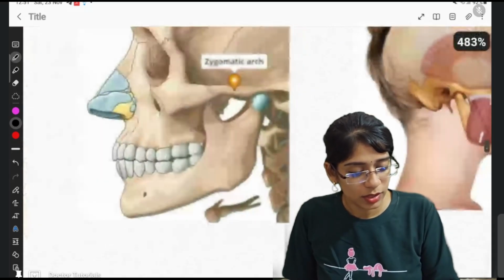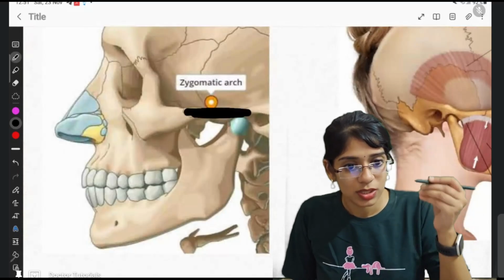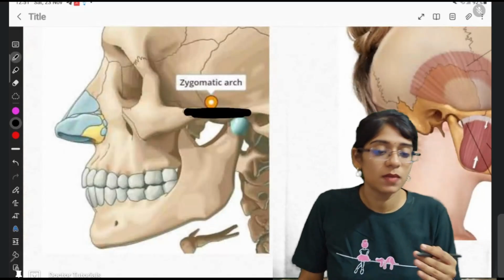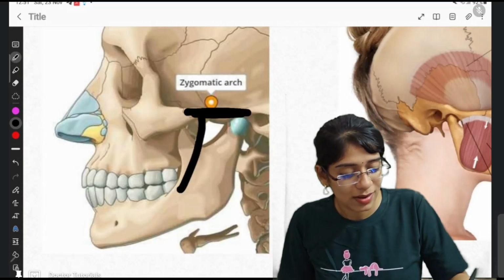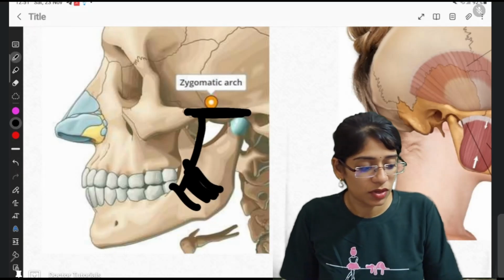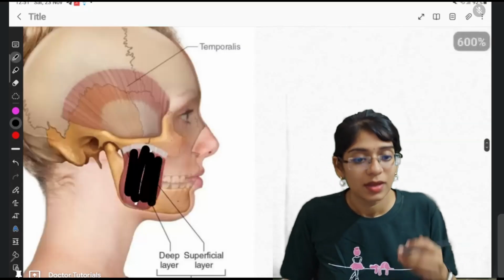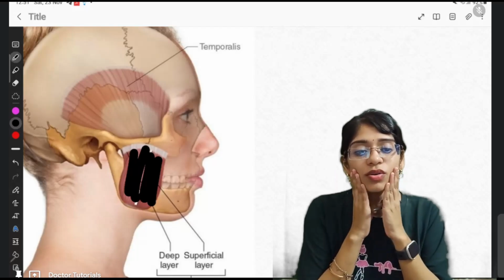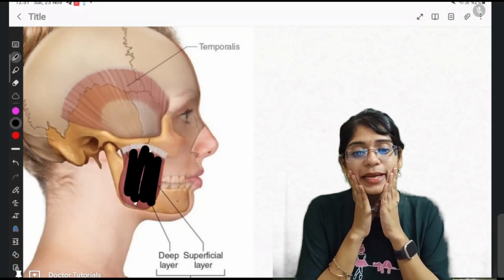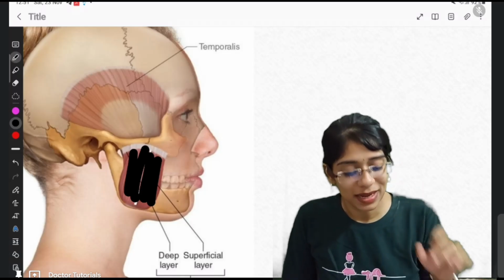So, once again, look at this picture. This is the zygomatic arch. This muscle, masseter, starts from the zygomatic arch and it inserts where, guys? Into the ramus of the mandible. Again, look here, this muscle that you see. You keep your fingers on your face like this and talk. You can feel that muscle. So that is your masseter.